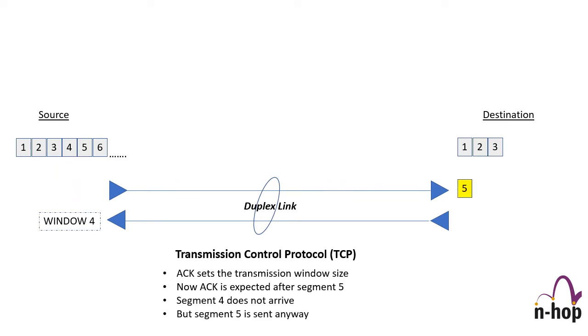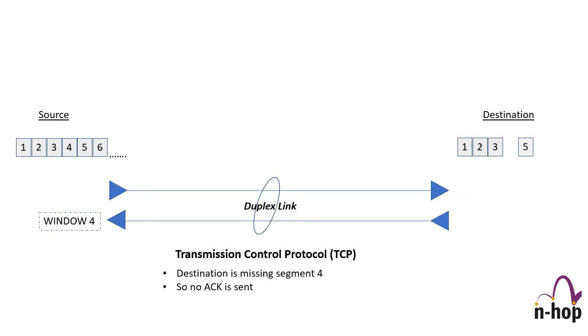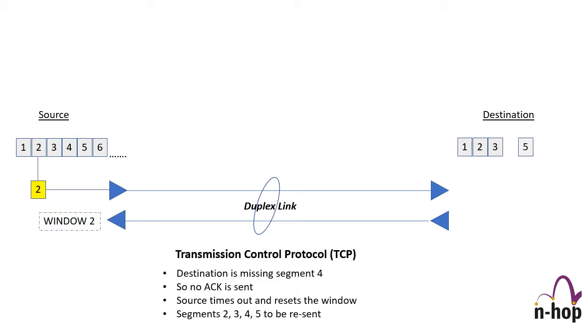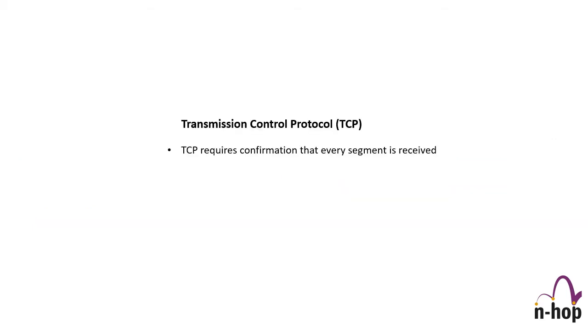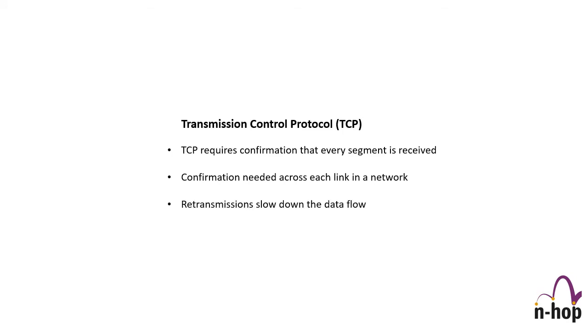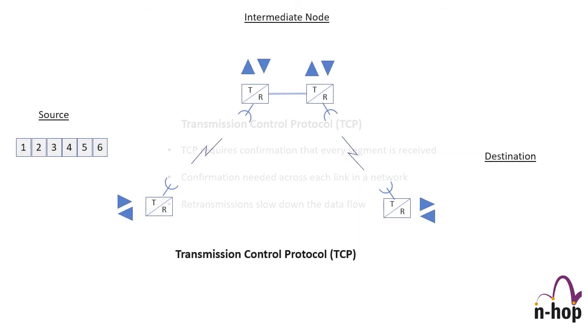But if there is no ACK at the end of this window, then the source automatically slows down the flow rate by reducing the window size by 50%. The source then has to resend all the segments in that window, in this example segments 2 to 5. The key points here are that TCP requires confirmation that every segment is received over each link in a network, and that retransmissions slow down the data flow.